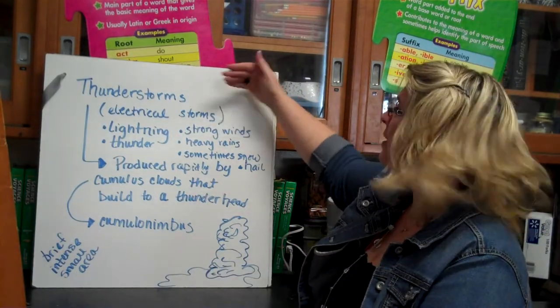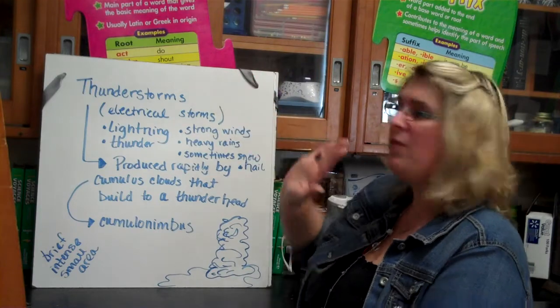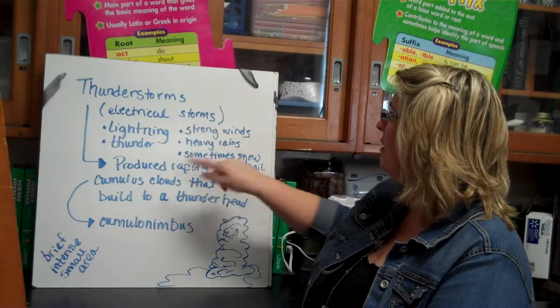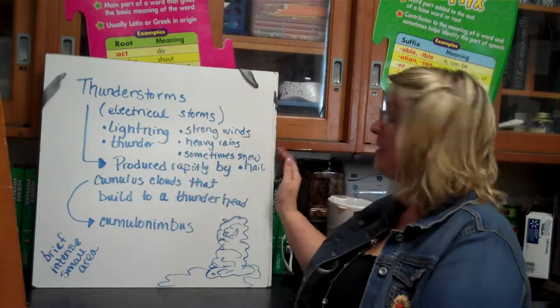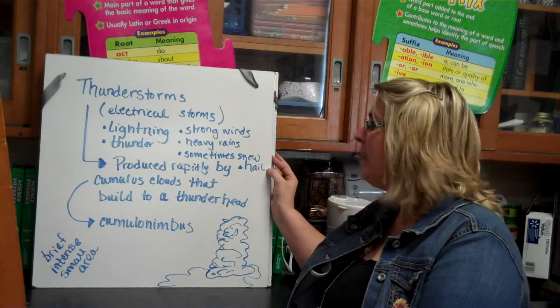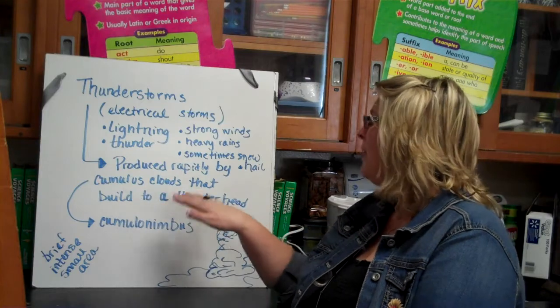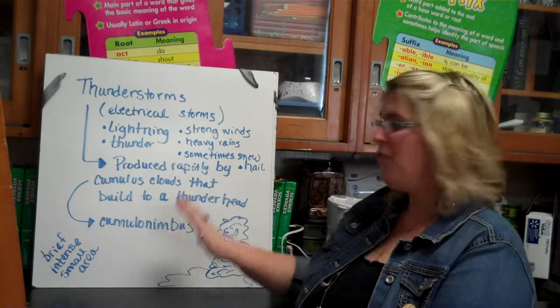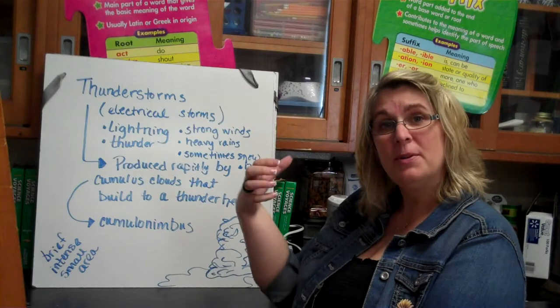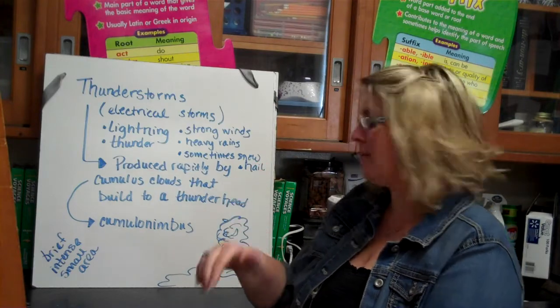Thunderstorms are another kind of storm, and they are also known as electrical storms. With thunderstorms, you see lightning, thunder, strong winds, and heavy rains. Sometimes you see snow or even hail. They're produced by cumulus clouds that build up into a thunderhead, and when they are built up into that thunderhead, they're known as cumulonimbus clouds.